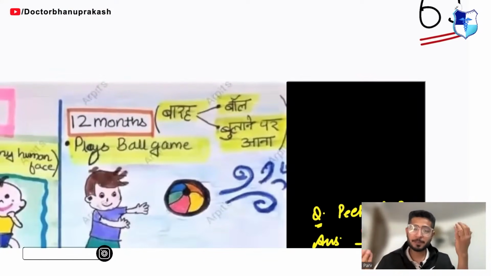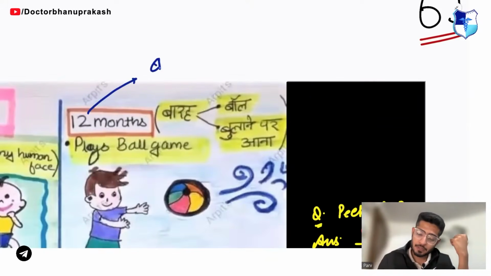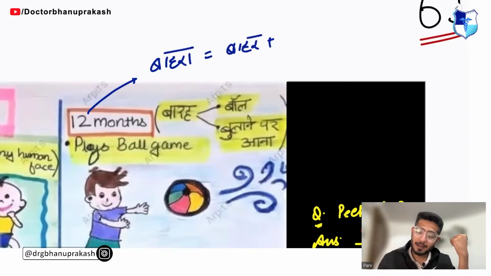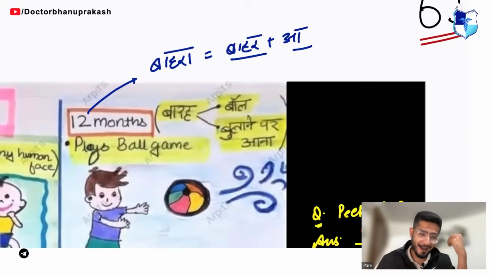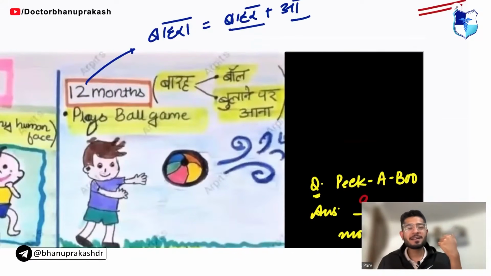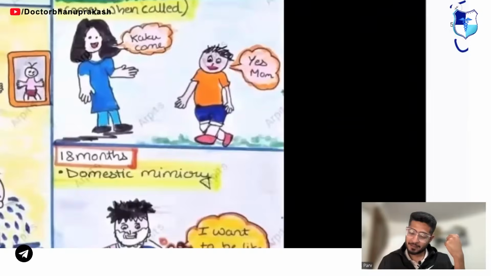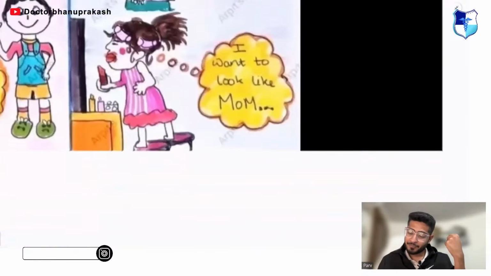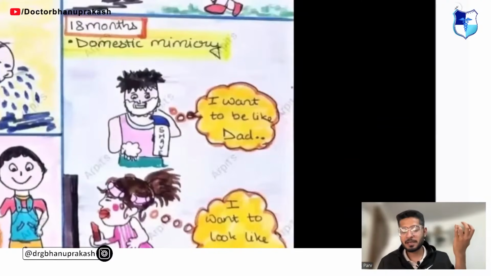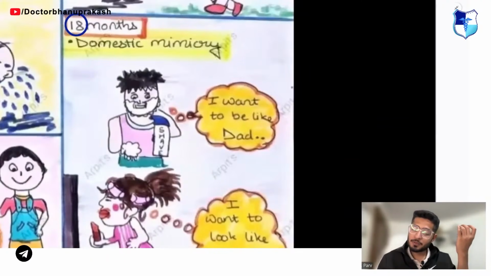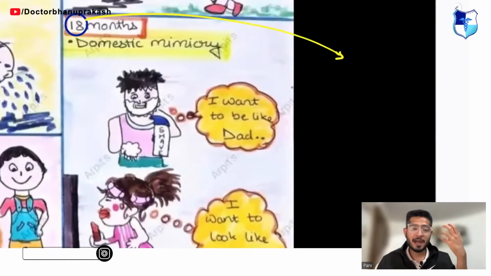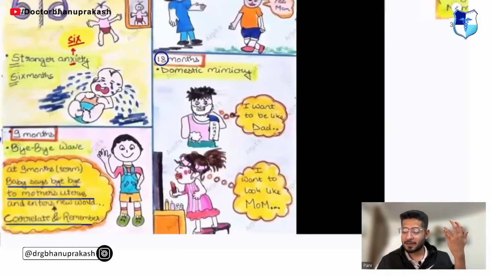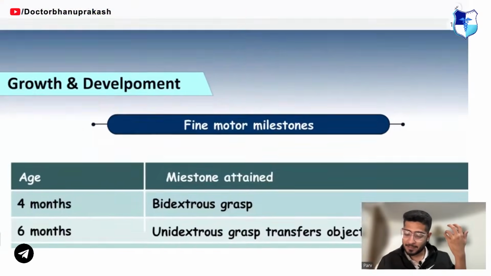And at 12 months, remember this mnemonic says 12 is actually barah. So barah means bahar gaya tha or bahar se andar aa gaya. So that means the child is going to come back when you call the child back. Okay, clear? And 18, what? At 18, the child is going to do domestic mimicry. Okay, so once you are 18 years of age, you just want to become like your dad, your mother. You are adults now. So that is called domestic mimicry.